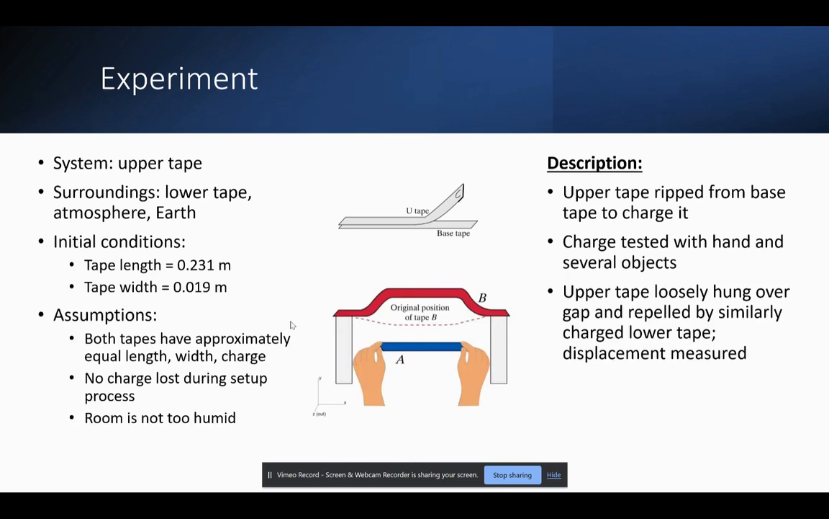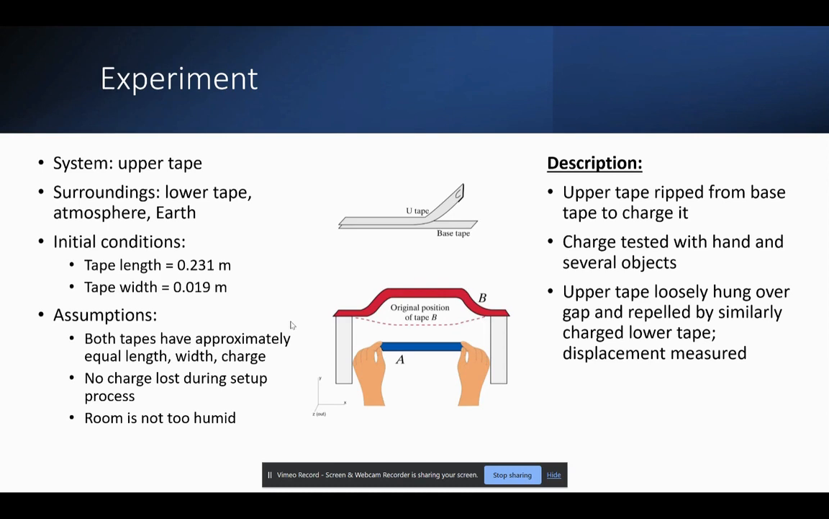The initial conditions were that the tape length was 0.231 meters, the tape width was 0.019 meters, and this lab assumed that both tapes had approximately equal length, width, and charge, no charge was lost during the setup process, and the room was not too humid, as that would affect the charge on the tape as well.